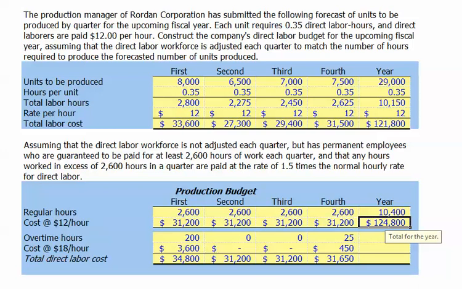$124,800 for these regular hours. In addition, we will work 225 hours of overtime at a cost of $18 an hour for a total of $4,050. Our total direct labor cost, regular time and overtime, for the year would be $128,850.